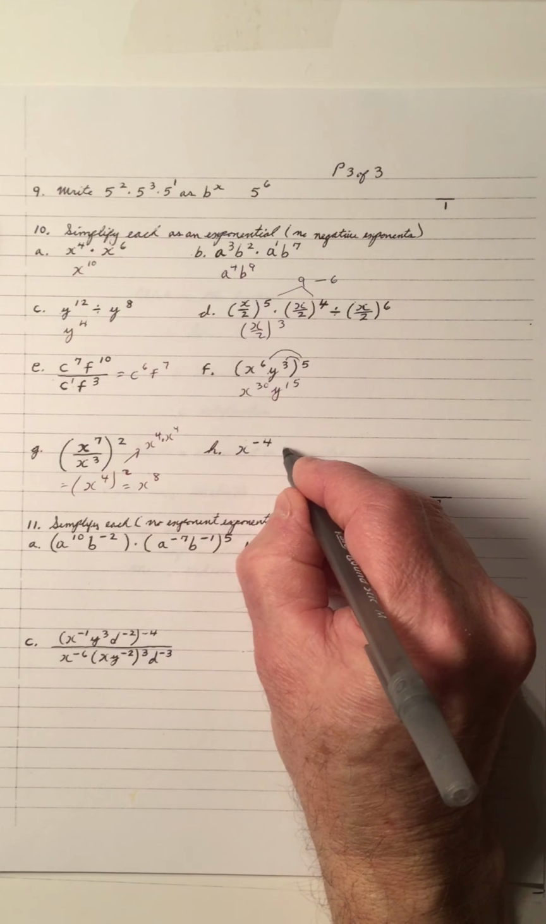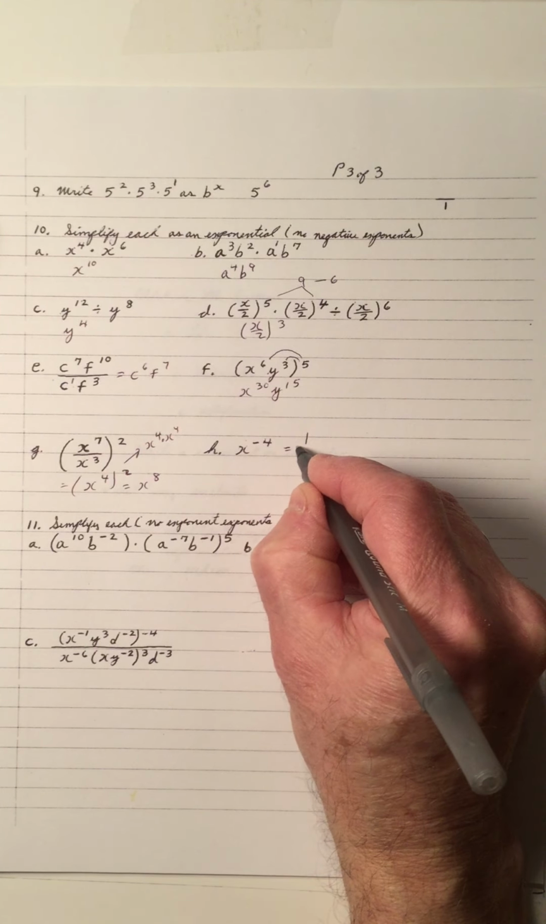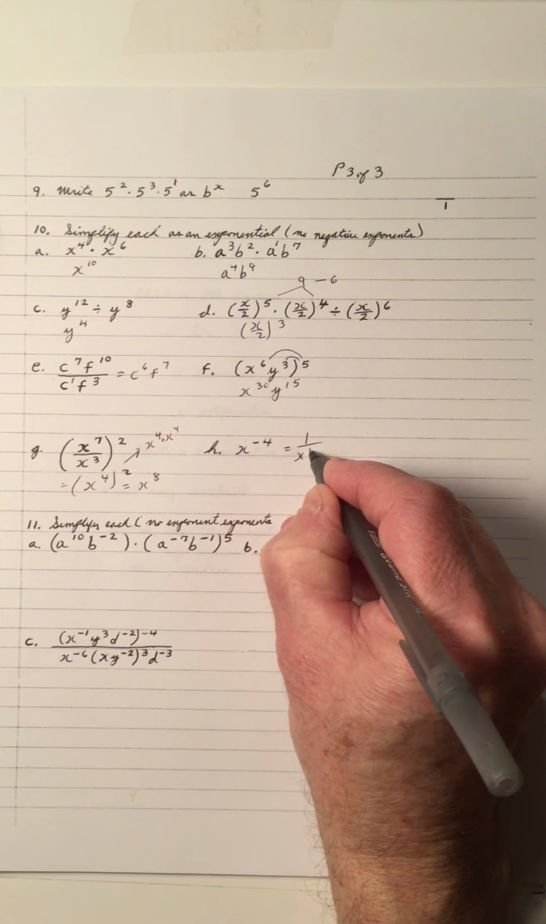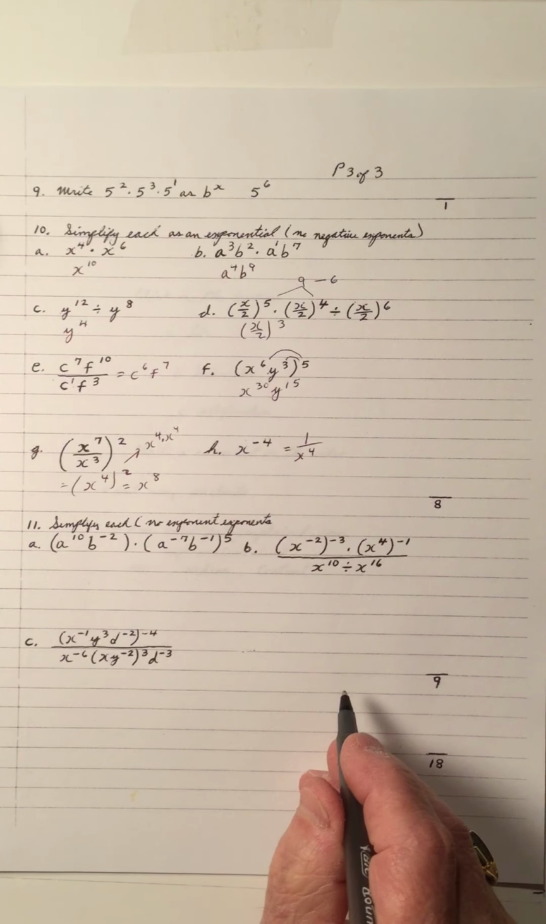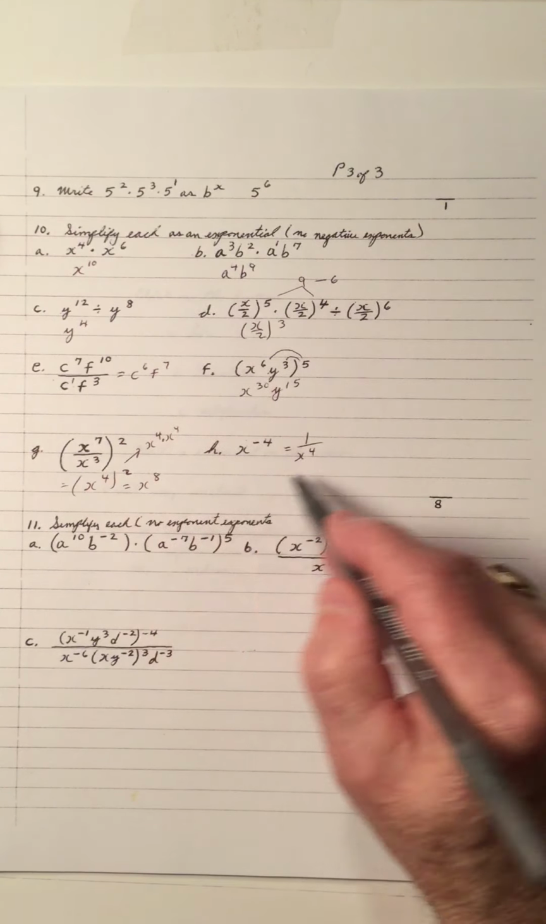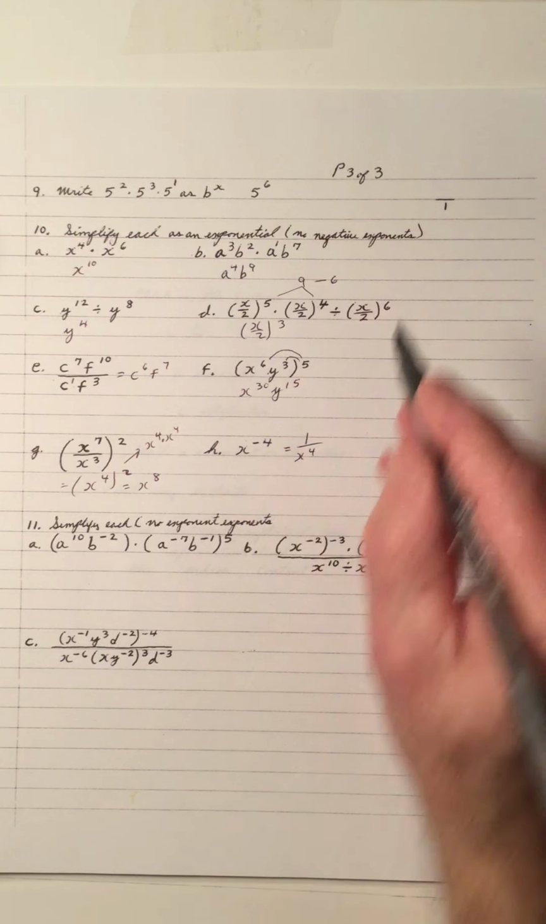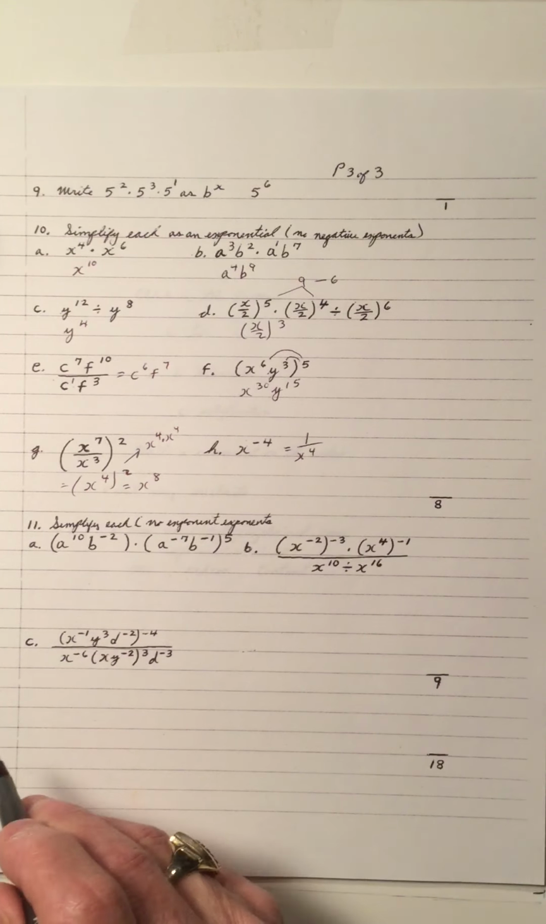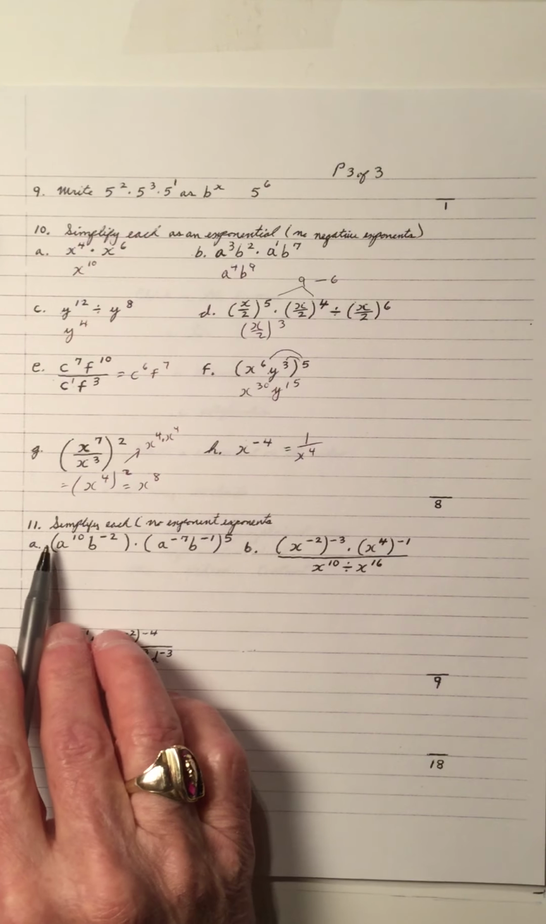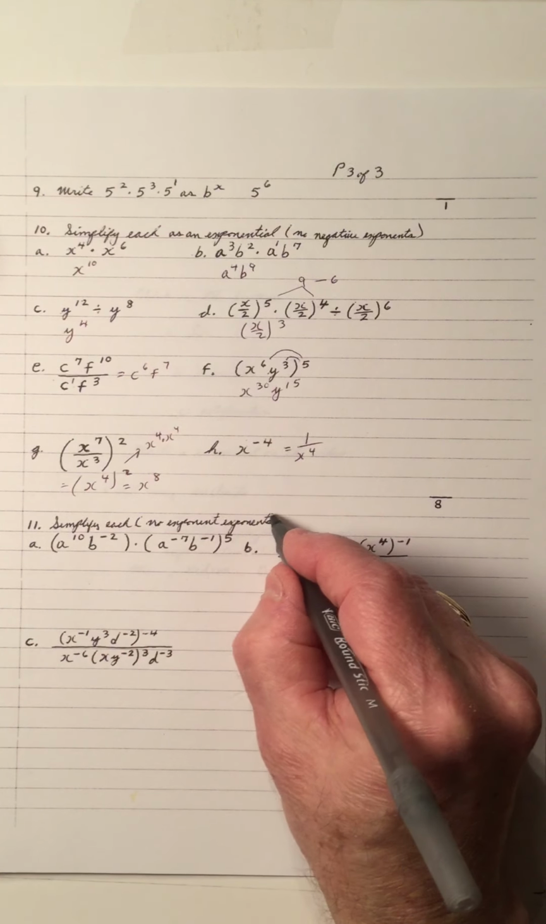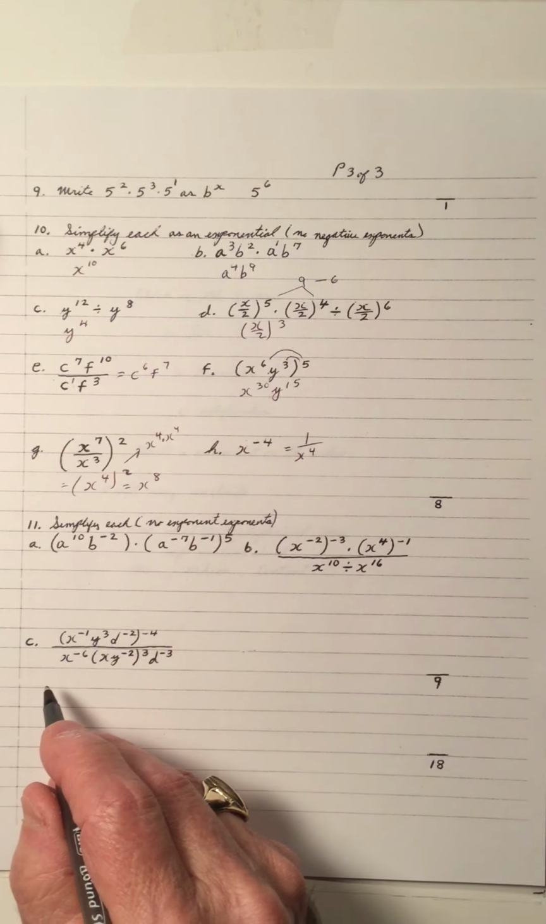And we have a negative exponent. So negative exponent is 1 over x to the 4th. It's 1 over. And how many did you get right? Put whatever you have here, and put a number out of 8 here. And the last part, simplify each. No negative exponents. Let's see.